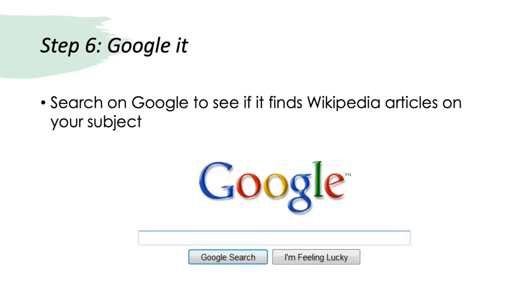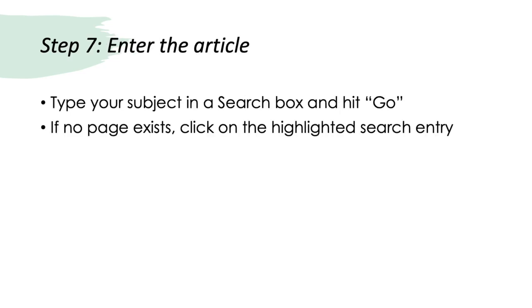Step 6. Google it. Now you need to search for the topic on Google to see if it finds any Wikipedia articles on your subject. Google sometimes picks up postings that Wikipedia's own search engine misses.